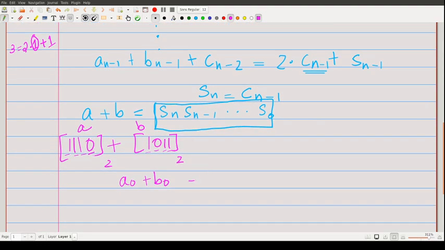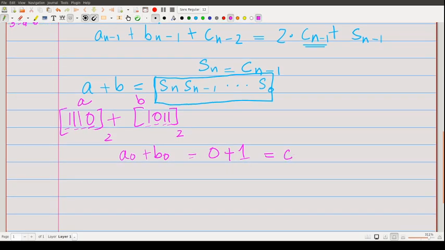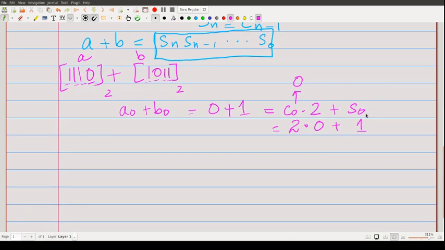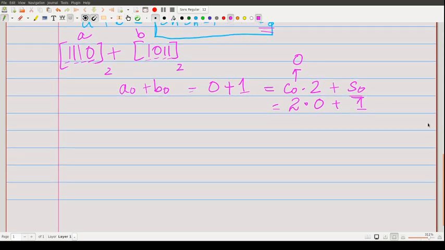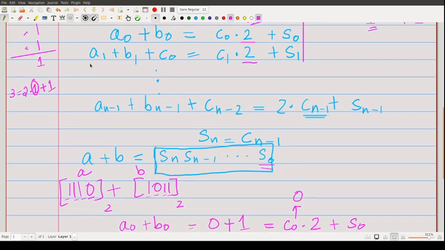And the way we do it is simply 0 plus 1. Do we have any multiples of 2? We don't. So the way we'll check how to write this is C0 times 2 plus S0. Now, of course, there's no multiple of 2, so C0 is simply 0. So this is 2 times 0 plus 1. And so over here, S0 is your digit of the sum. So the last digit of your sum is simply 1. And C0 is the next carry which you will add to the next 2 digits.